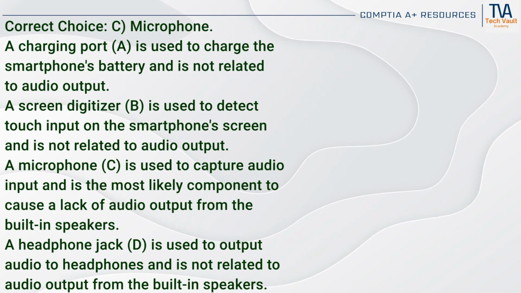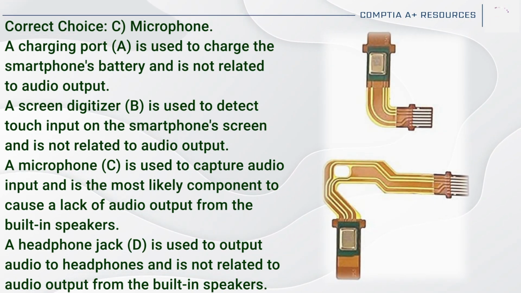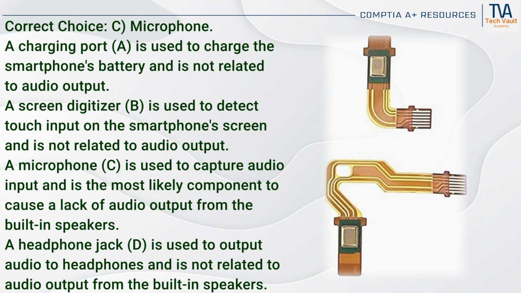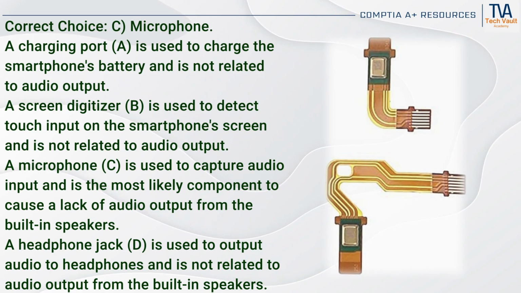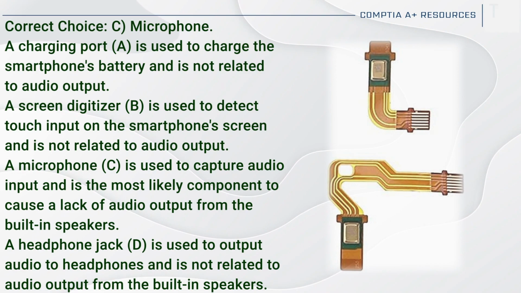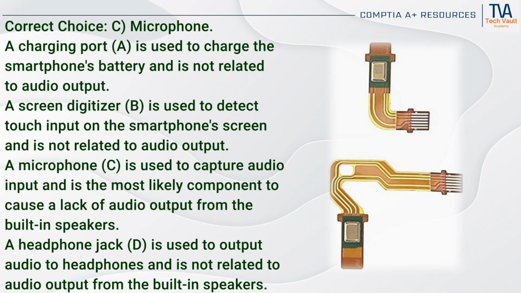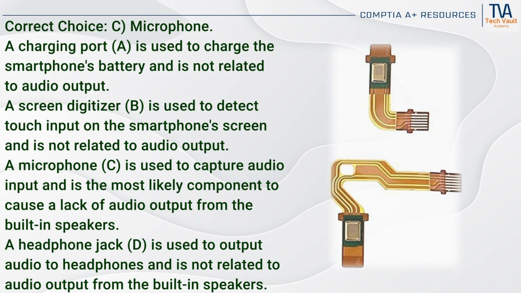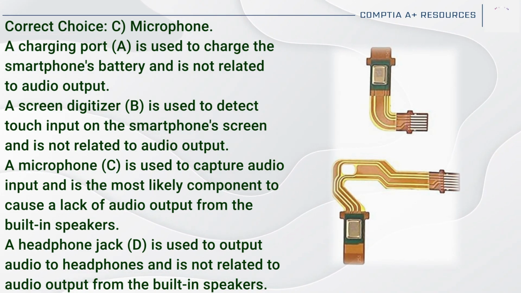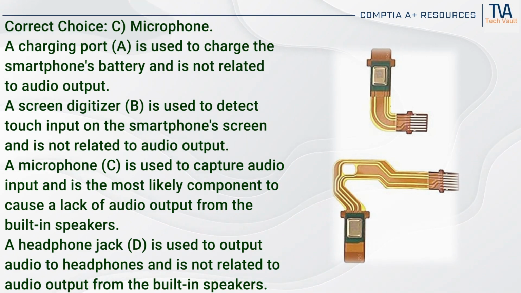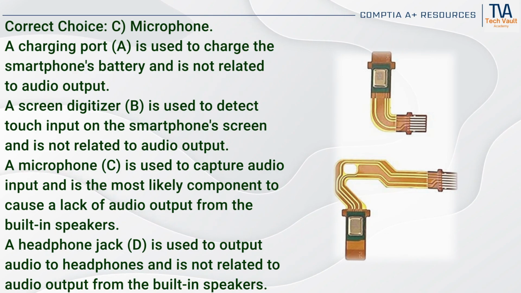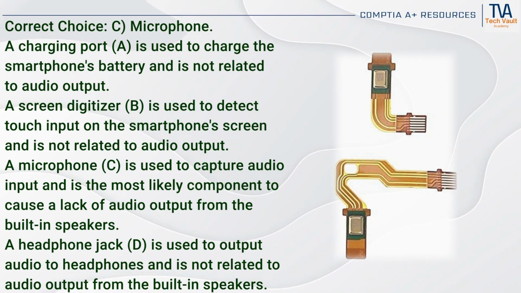Correct choice, C. Microphone. A charging port, A, is used to charge the smartphone's battery and is not related to audio output. A screen digitizer, B, is used to detect touch input on the smartphone screen and is not related to audio output. A microphone, C, is used to capture audio input and is the most likely component to cause a lack of audio output from the built-in speakers. A headphone jack, D, is used to output audio to headphones and is not related to audio output from the built-in speakers.